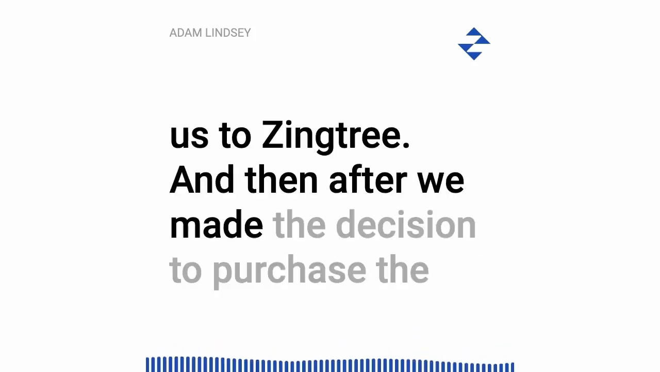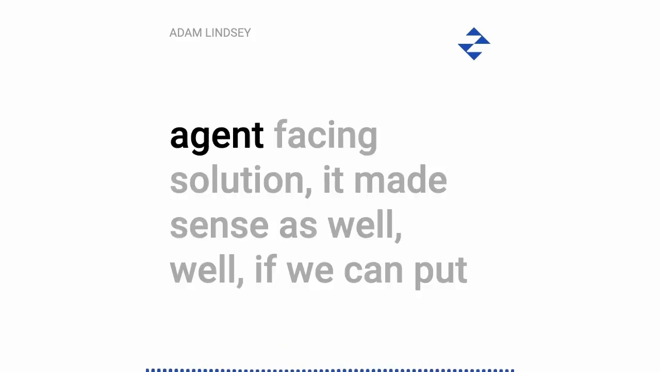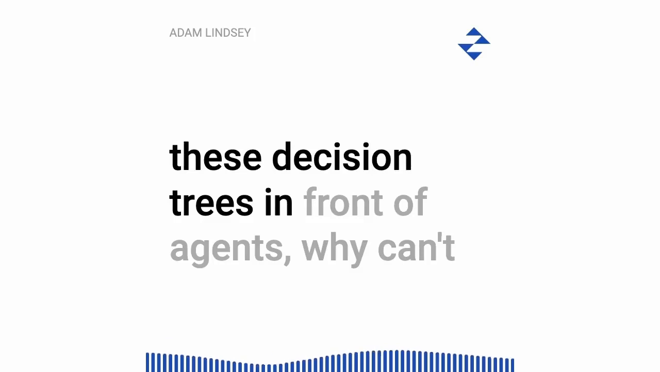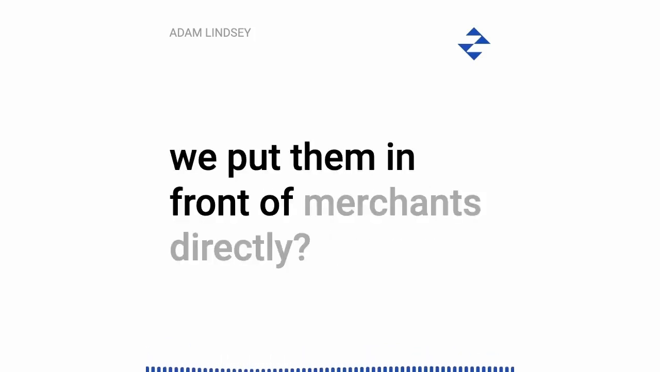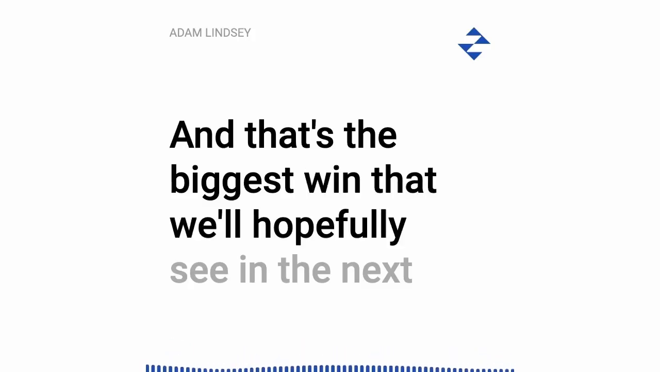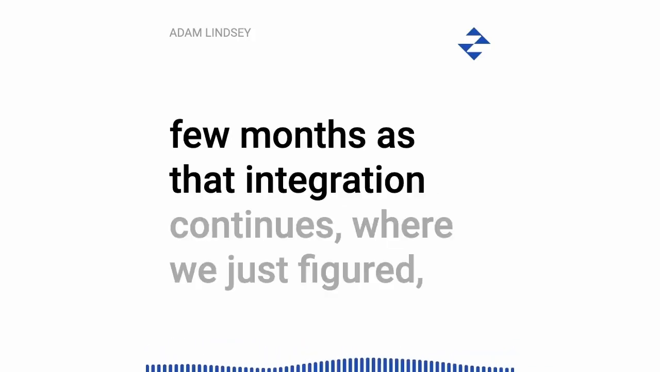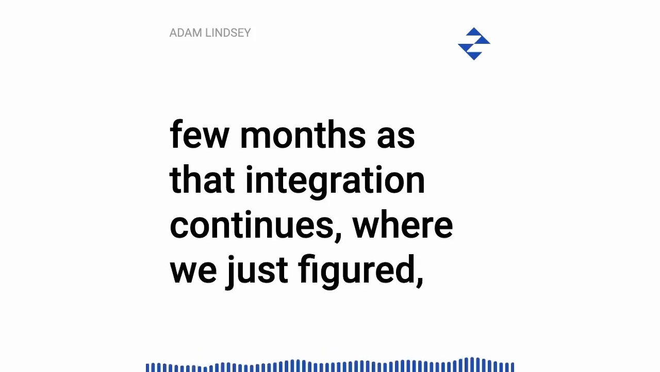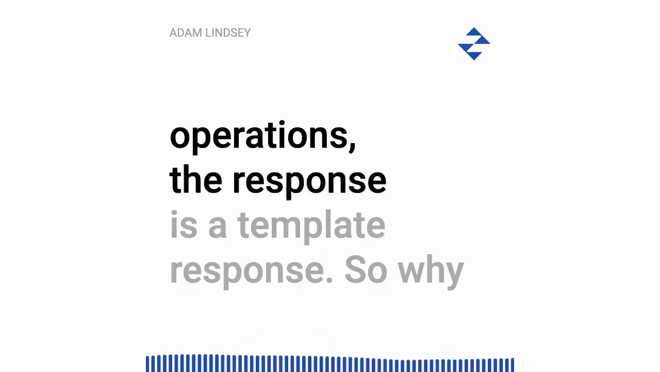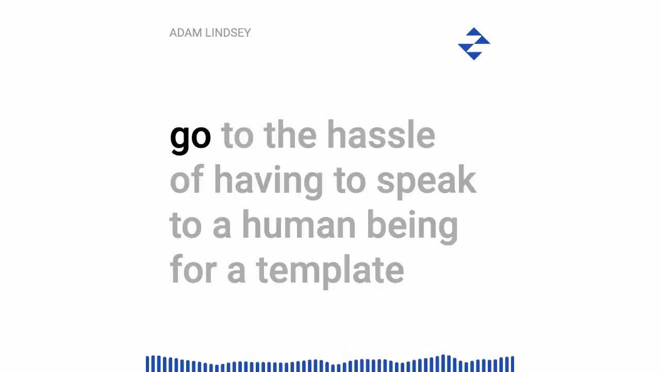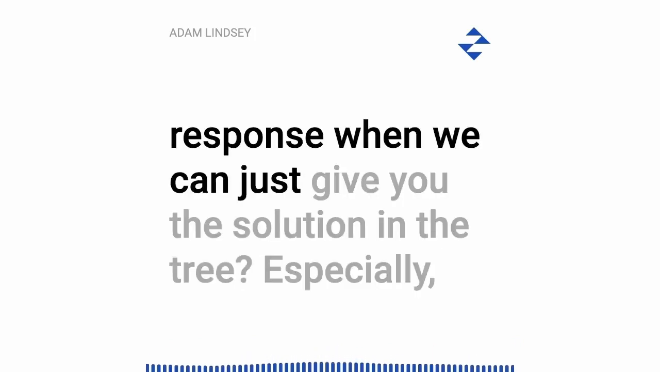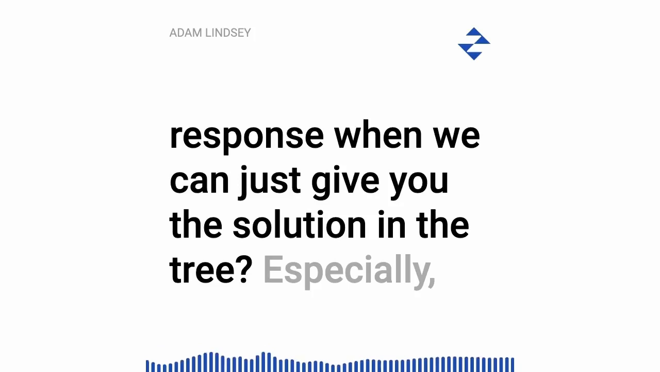And then after we made the decision to purchase the agent-facing solution, it made sense as well. Well, if we can put these decision trees in front of agents, why can't we put them in front of merchants directly? And that's the biggest win that we'll hopefully see in the next few months as that integration continues, where we just figured, well, 90% of the time when you speak to Groupon merchant operations, the response is a template response. So why go to the hassle of having to speak to a human being for a template response when we can just give you the solution in the tree?